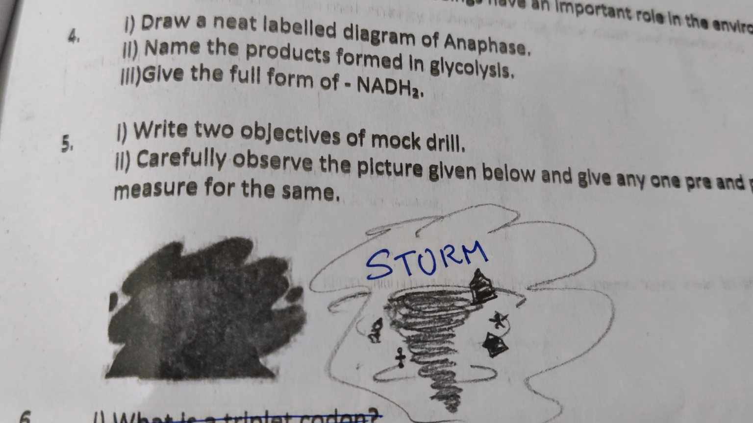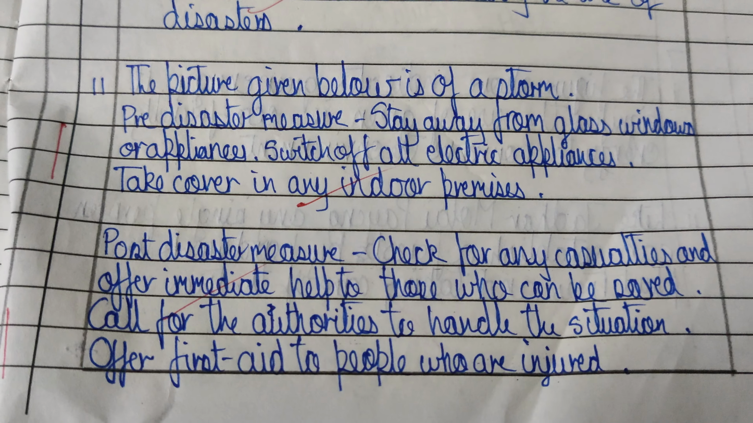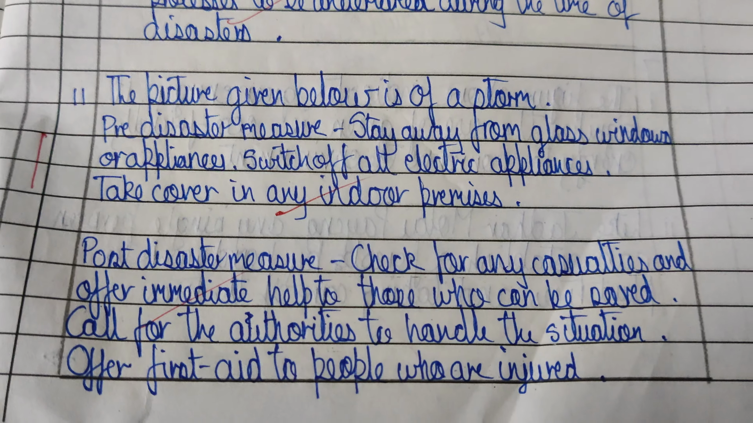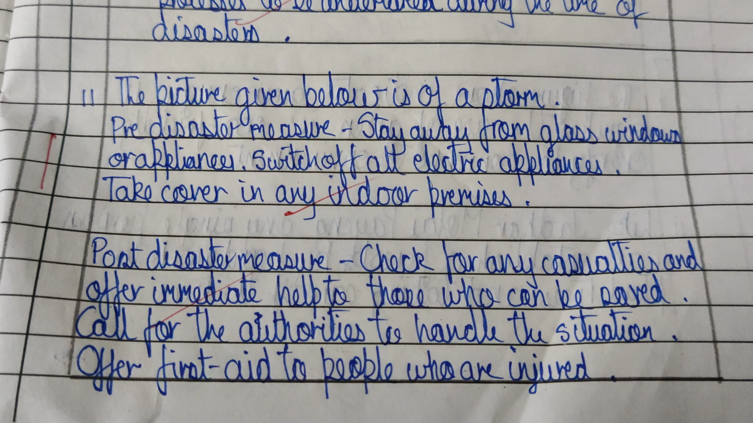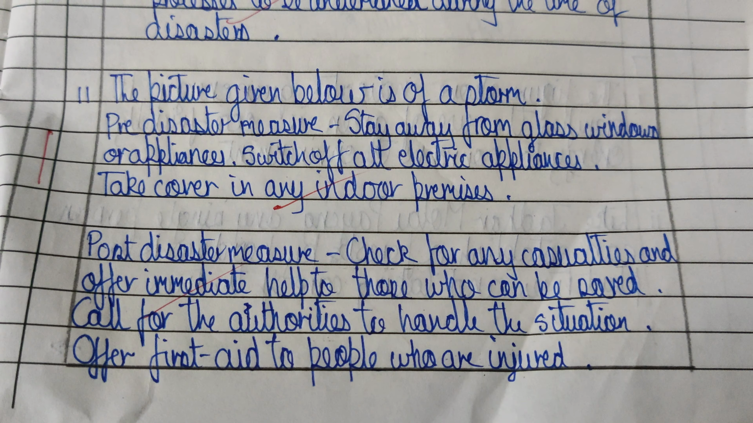The picture given below is of a storm. Pre-disaster measure: stay away from glass windows or appliances. Switch off all electric appliances. Take cover in any indoor premises.